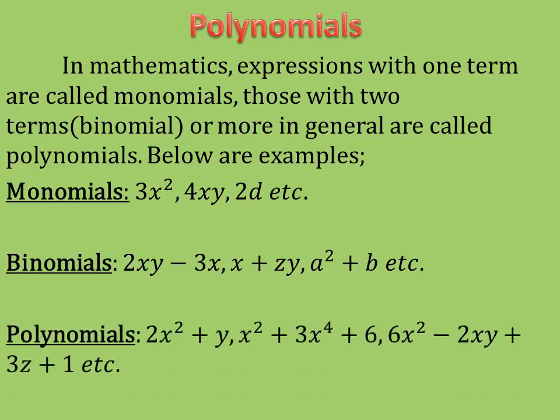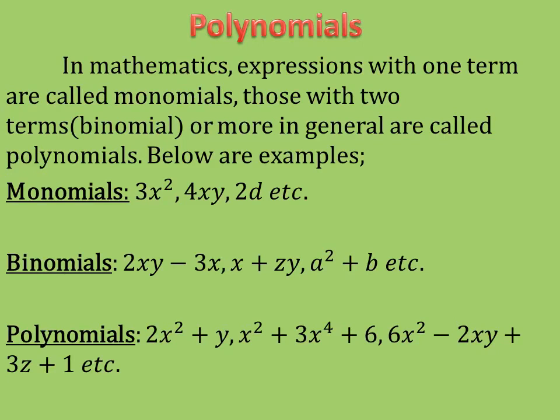Our third example is the polynomial. A binomial is actually a type of polynomial also. So an equation with two terms can also be referred to as a polynomial. Whether you call it a binomial or a polynomial, it is still the same thing you are talking about.